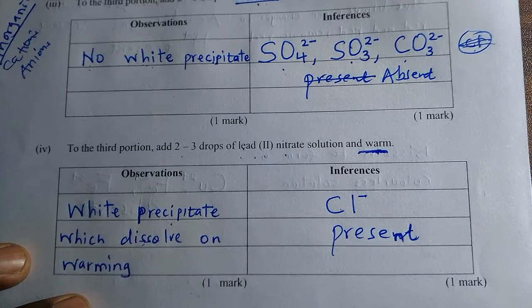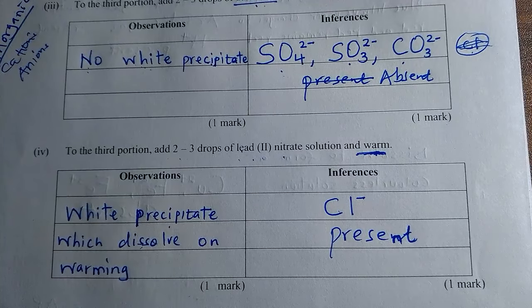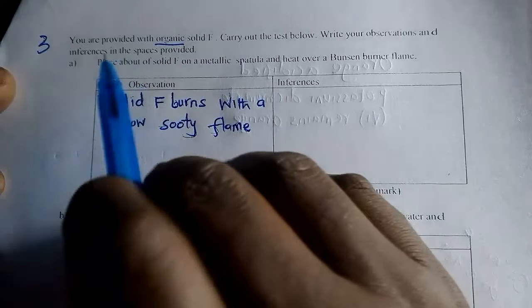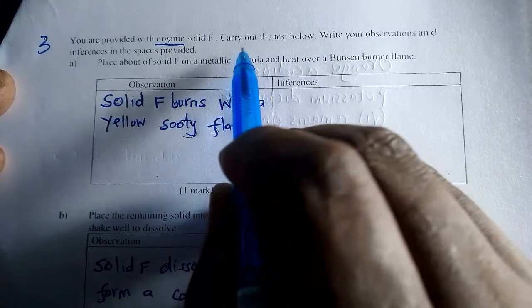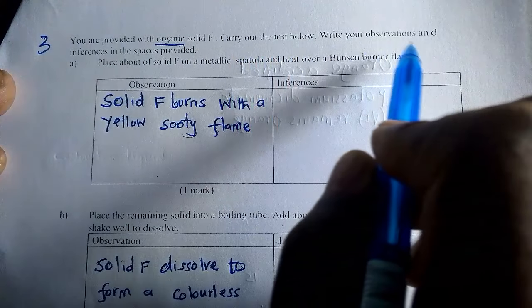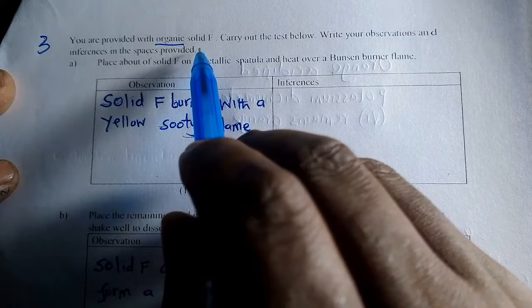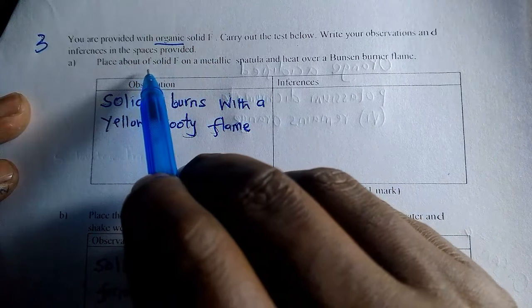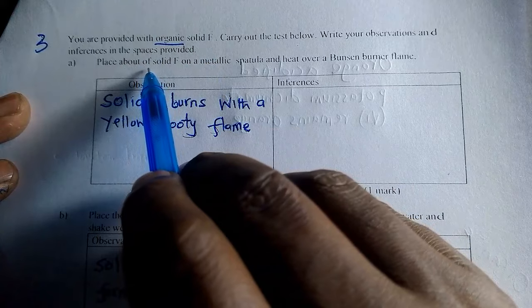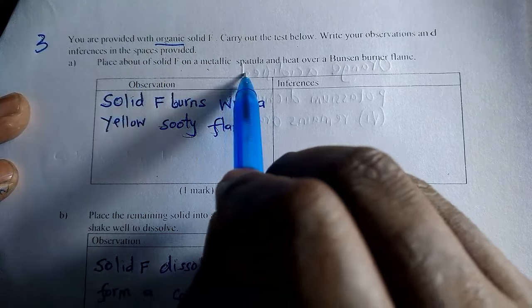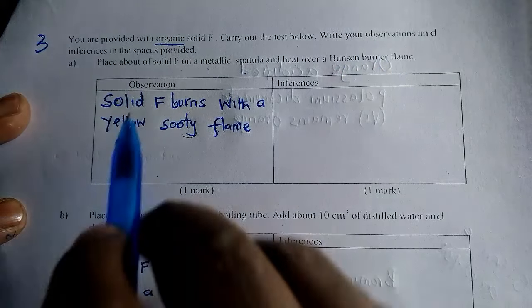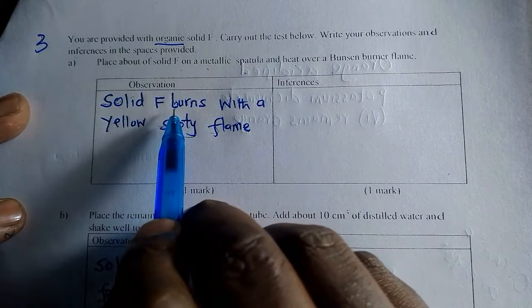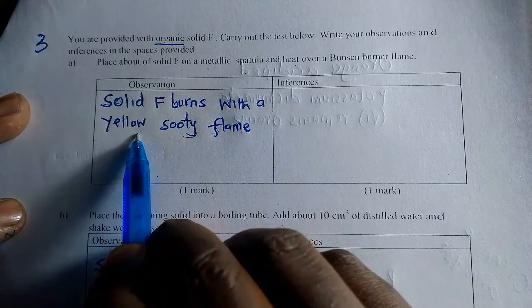Let's move to organic. Number 3, you are provided with organic solid F. Carry out the test below. Write your observations and inferences in the spaces provided. Place about a half of solid F on a metallic spatula. Heat over Bunsen burner flame. So the solid melts and then burns with a yellow sooty flame.